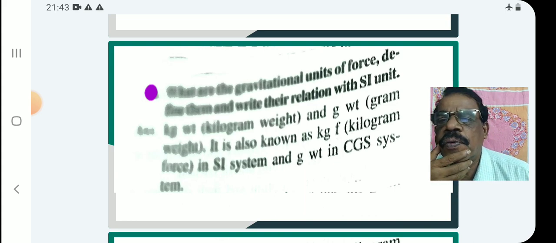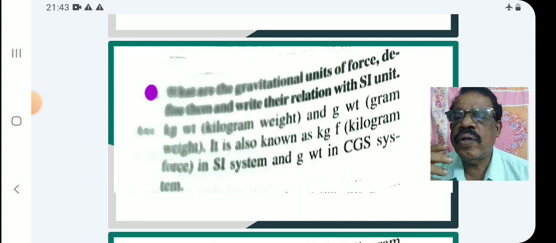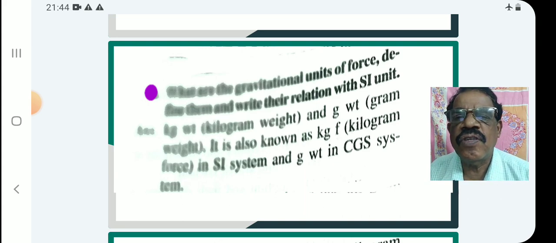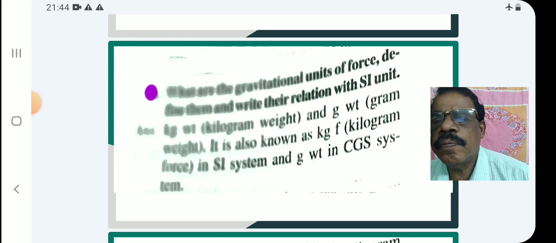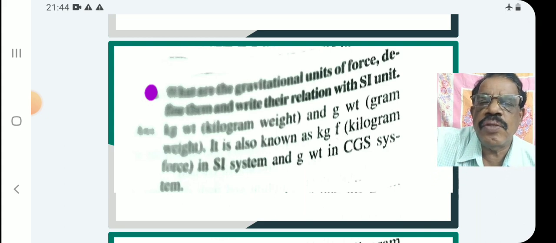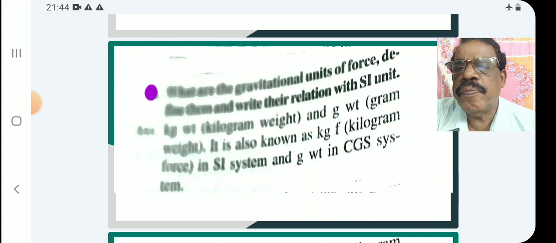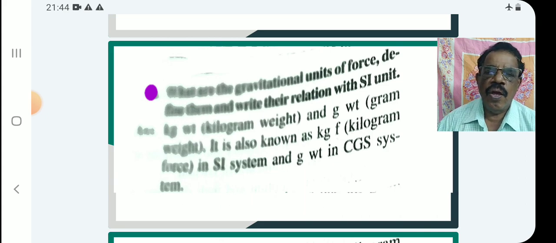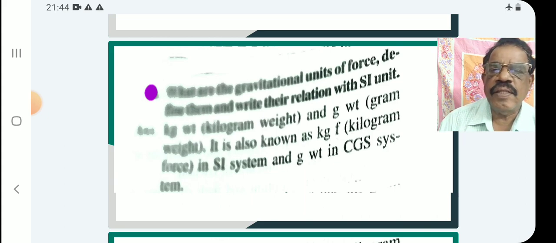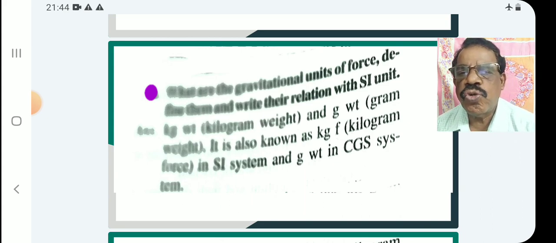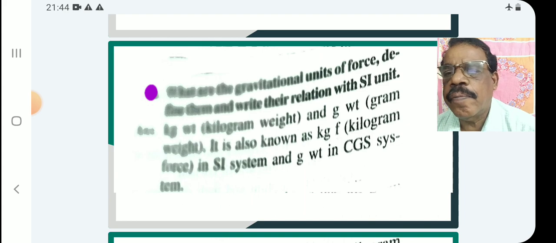Next is a short answer question. What are the gravitational units of force? Define them and write the relation with SI unit. (ഫോഴ്സിൻ്റെ ഗ്രാവിറ്റേഷണൽ യൂണിറ്റ് എന്തൊക്കെയാണ് ഡിഫൈൻ ചെയ്യുക. അത് ഈ SI യൂണിറ്റുമായിട്ട് എങ്ങനെ ബന്ധപ്പെട്ടിരിക്കുന്നു, അതിൻ്റെ റിലേഷൻ കൂടി പറയണം.)